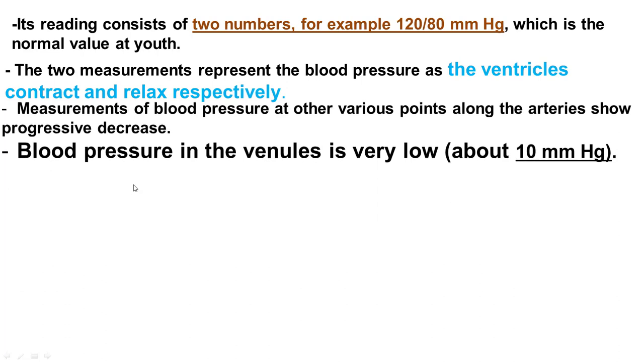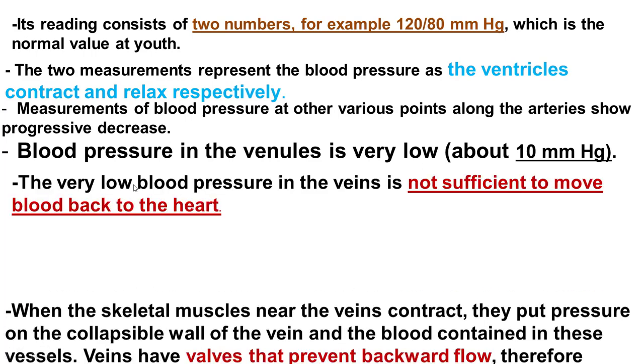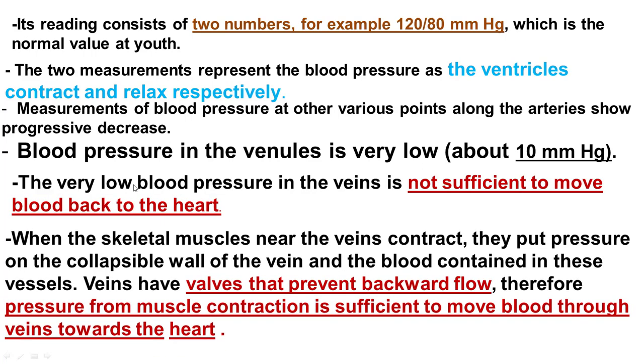Measurements of blood pressure at various other points along the arteries show a progressive decrease. Blood pressure in the veins is very low, only about 10 millimeter Hg or mercury. This very low blood pressure in the veins is not sufficient to move blood back to the heart, so it cannot return the blood to the heart.